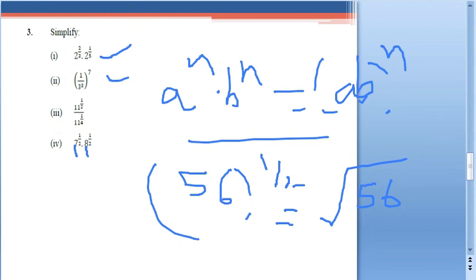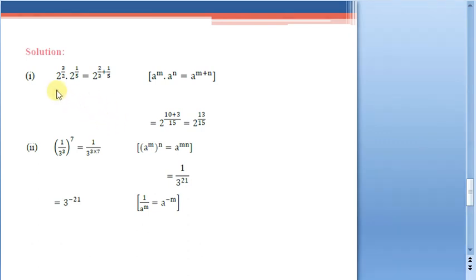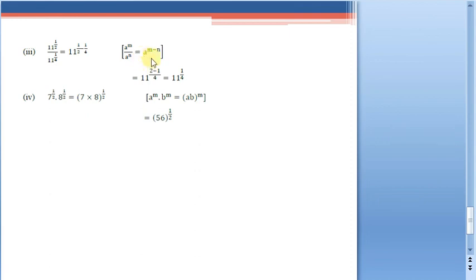Now let us have a look at the solutions. The same has been done here. See here, the first one is going to be 13 by 15, and we are using this particular exponential law. The second one is going to be like this, and for the third one we have used this particular exponential law. For the fourth one we are using this exponential law where the bases are different but the exponent is the same. In this case we have to use this particular thing, so that is going to be 56 whole power 1 by 2 or the square root of 56.